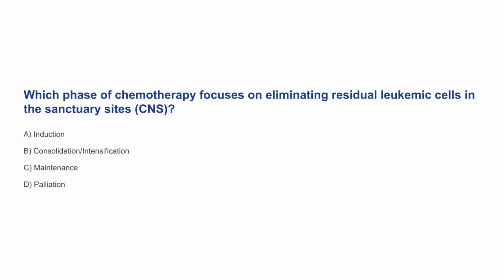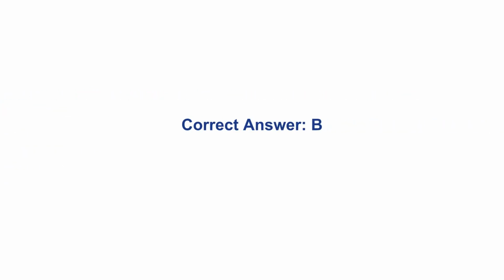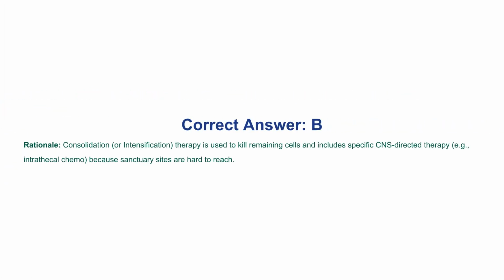Which phase of chemotherapy focuses on eliminating residual leukemic cells in the sanctuary sites, such as the central nervous system? The correct answer is B. Consolidation or intensification therapy targets remaining cells, including those in sanctuary sites like the CNS, often using intrathecal chemotherapy.